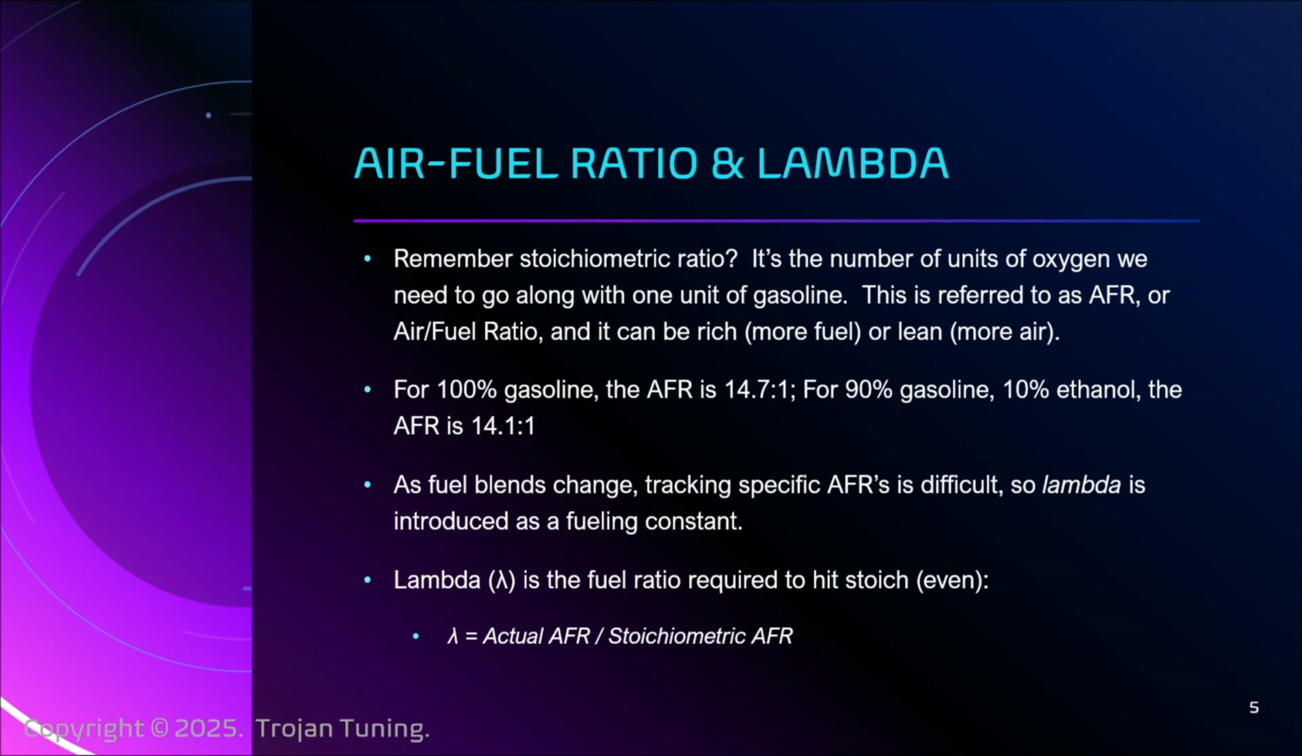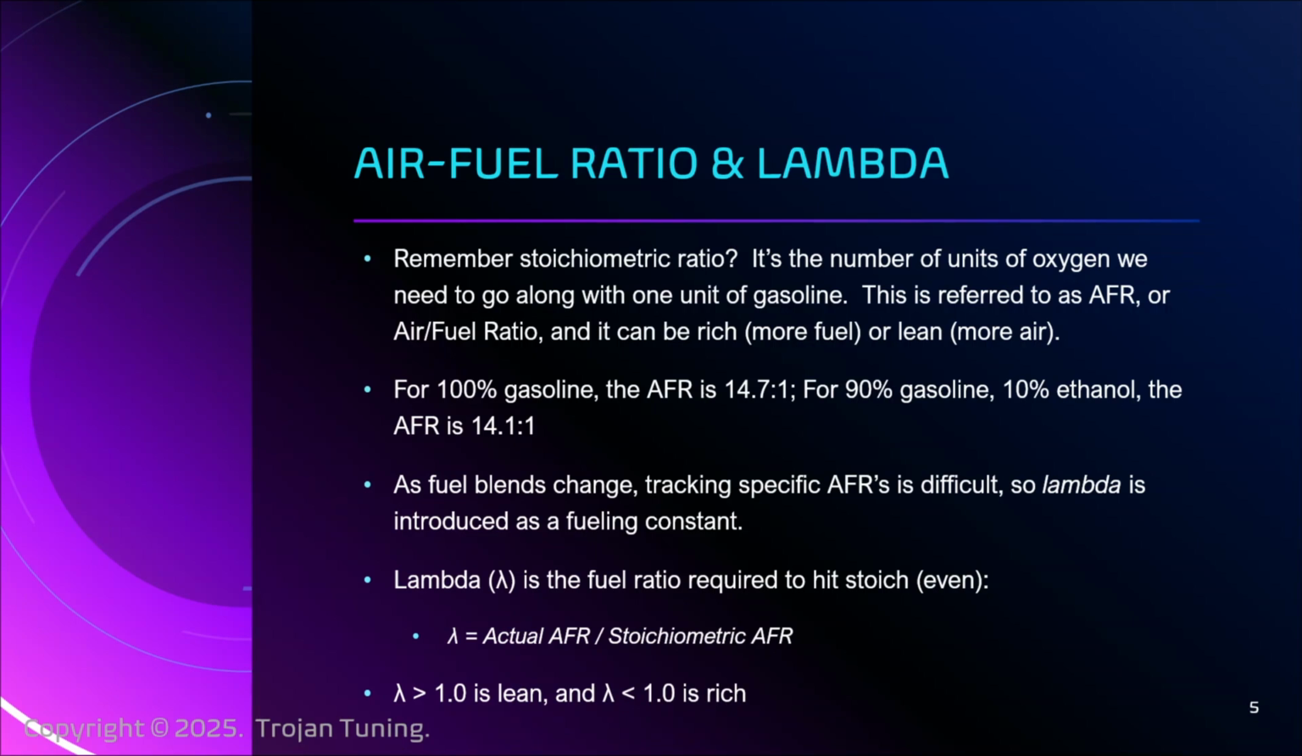Lambda is an expression of whatever the AFR is. Let's think about the target AFR we're trying to hit, and then the stoichiometric AFR. And if I divide the two, then I get a value lambda. So for example, if I want a stoichiometric burn for a 10% ethanol blend, 14.1, that means I have a target of 14.1. The stoic is 14.1. If I divide the two, I get 1.0. That would be stoic, right?